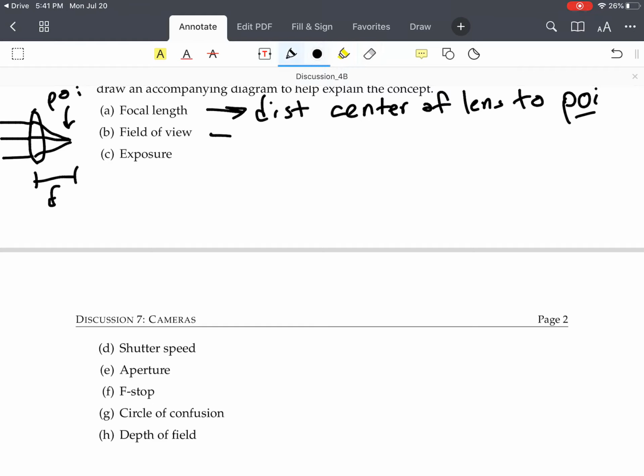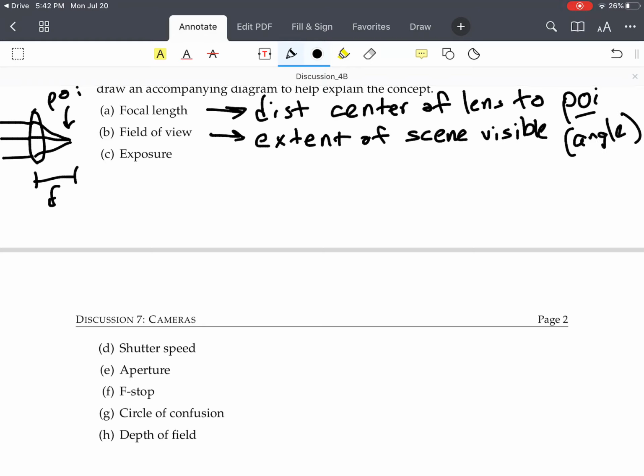The next is the field of view. This might be a term that you've heard somewhere outside of this class. It's a pretty simple term, and it's the extent of the scene visible, and it's measured in angle. So we'll generally talk about field of view in terms of degrees. There might be a horizontal field of view and a vertical field of view, maybe 60 degrees in each, or 30 in horizontal, 70 in vertical, it can vary.